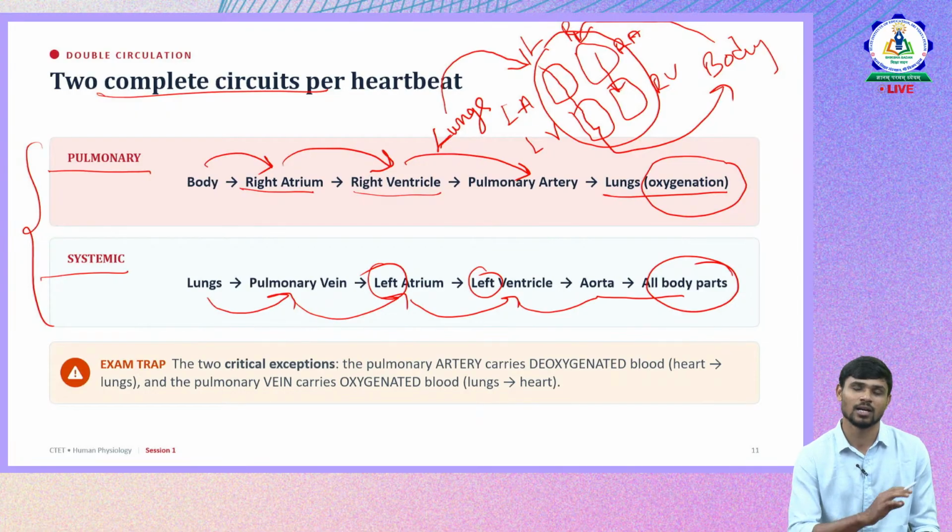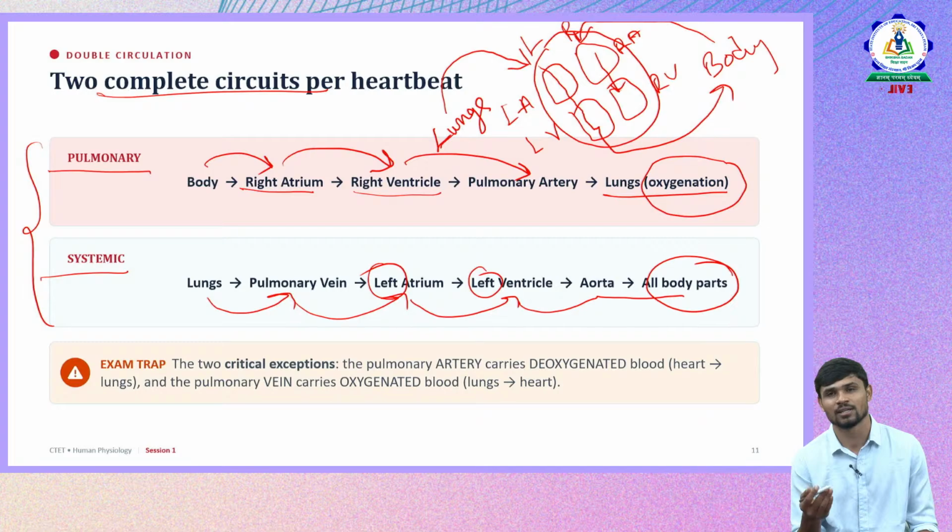Please go through the heart diagram with respect to which one is the right atrium, right ventricle, left atrium, left ventricle. But always remember this trick: right side means not red. Right is definitely not red.